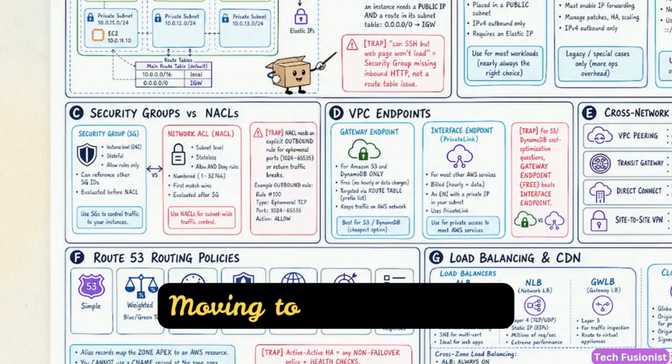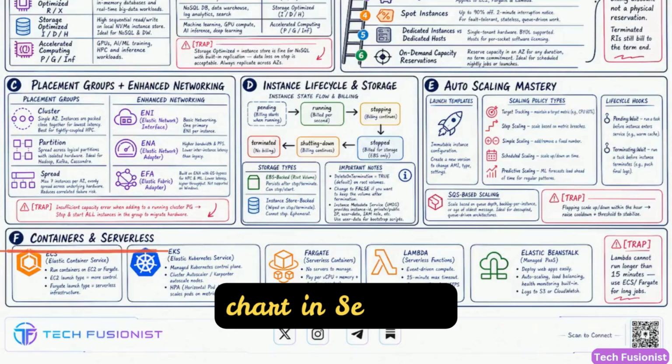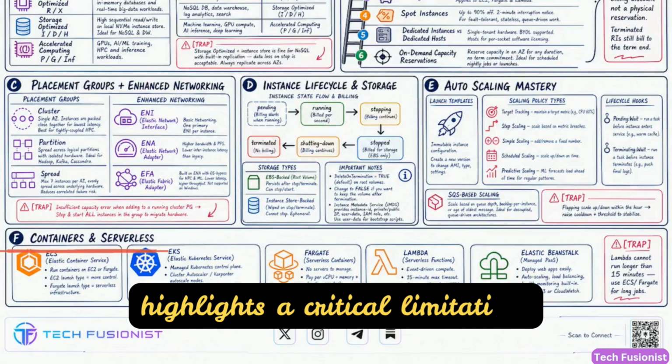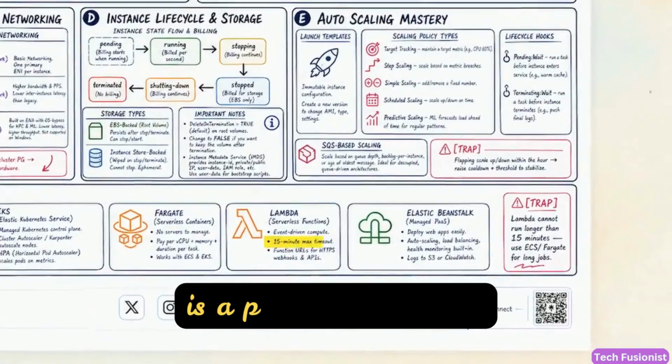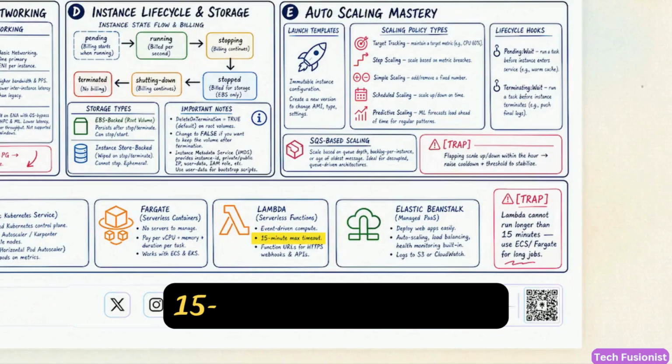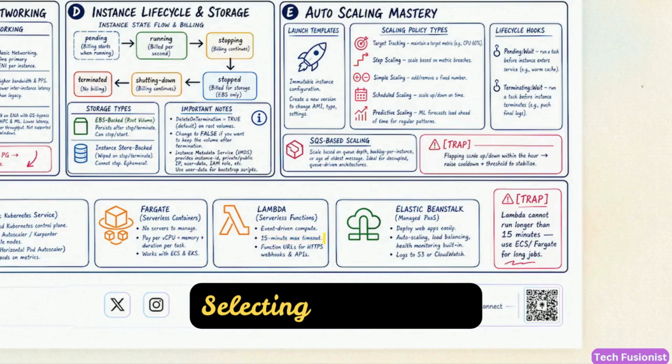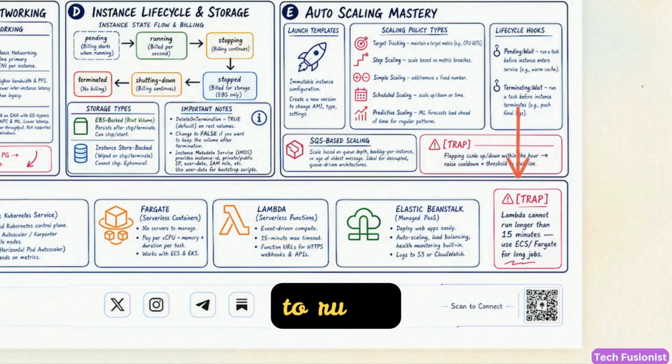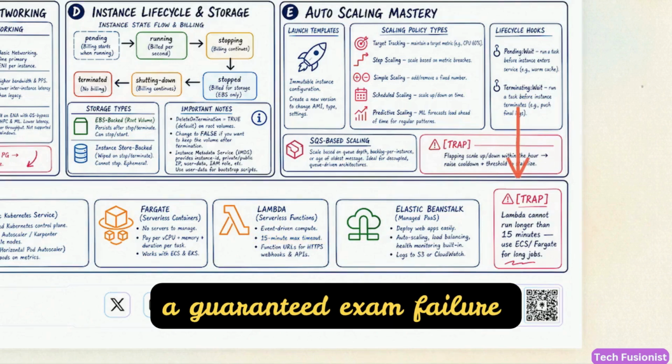Moving to compute power, this chart in Section F highlights a critical limitation. AWS Lambda is a powerful serverless compute option, but it has a hard 15-minute execution limit. Selecting Lambda for a task taking hours to run is a guaranteed exam failure.